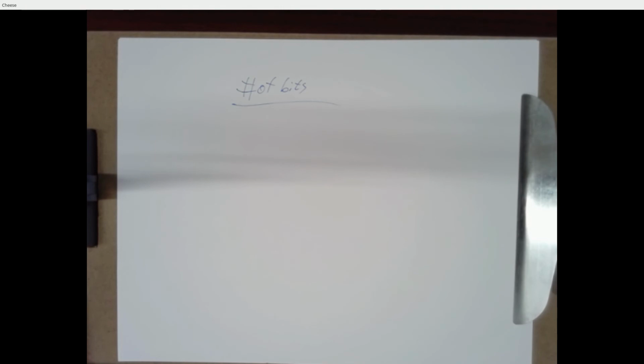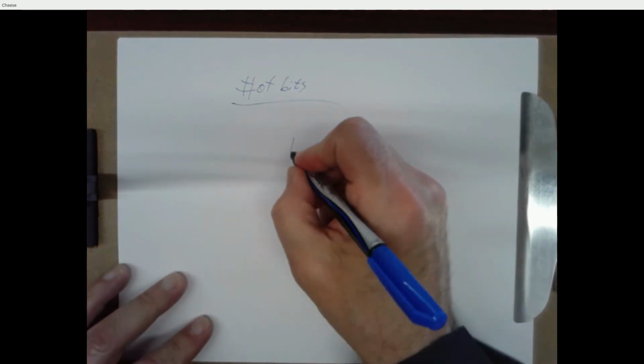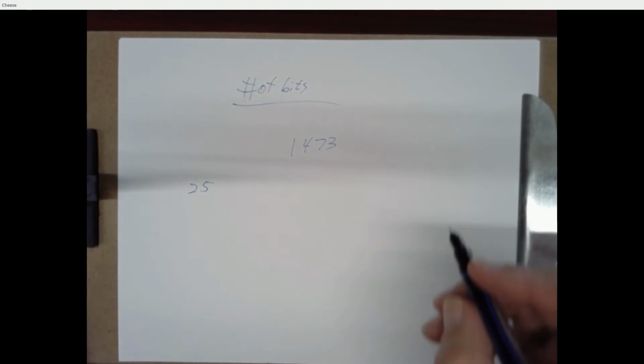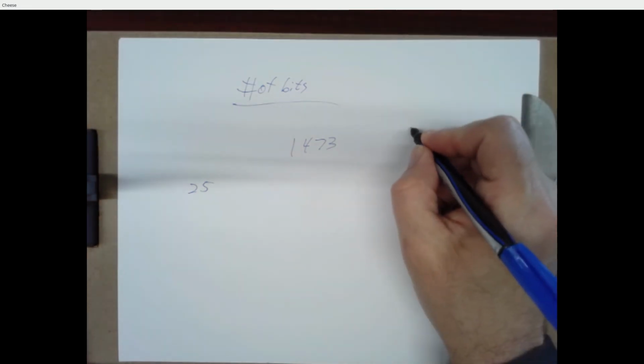You and I, we're pretty smart. I can write down this number, and we all know this is 1,473. And I can write down this number, and we all know that's 25. And I can write down this number, and we know that's 101. Computers cannot do that. There's a few problems with what I just wrote.